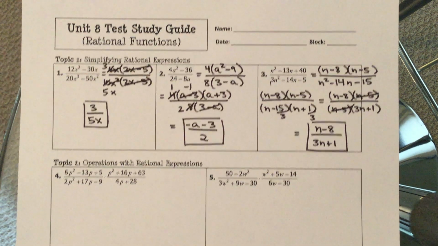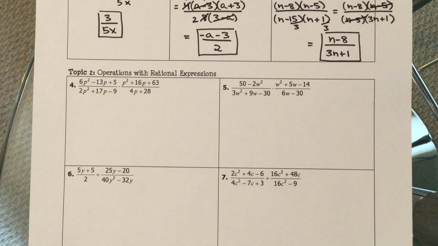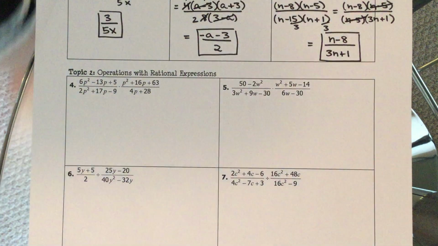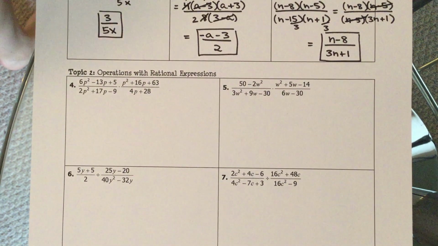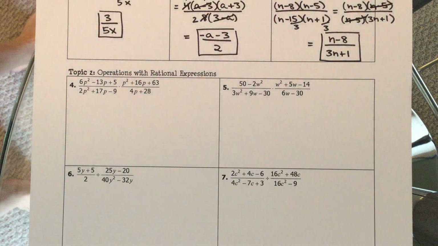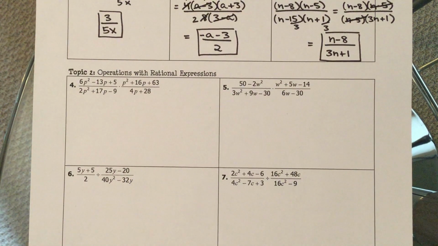Okay, topic number 2 is operations with rational expressions. So we've got multiplying, dividing, followed by adding and subtracting. Okay, so top one, number 4, that is a multiplication problem. The way that you start those off, you either have monomials only or binomials and trinomials. Here we have binomials and trinomials. So we factor everything we can and then simplify.